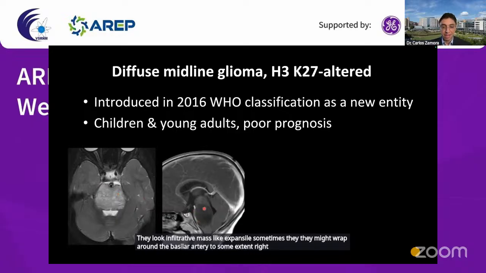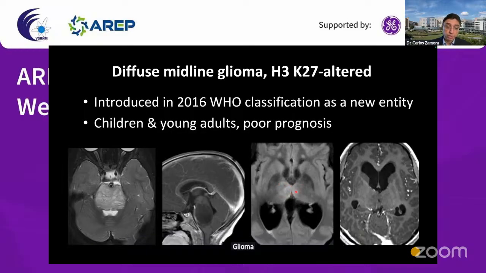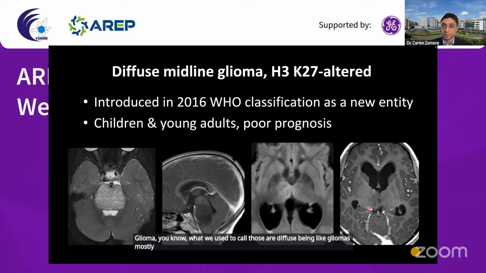They may or may not have enhancement. They can occur at other places. Here you can see in the thalamus, centrally, that's a normal signal, bithalamic glioma, what we used to call, those are diffuse midline gliomas mostly. Right, so these are highly aggressive tumors.